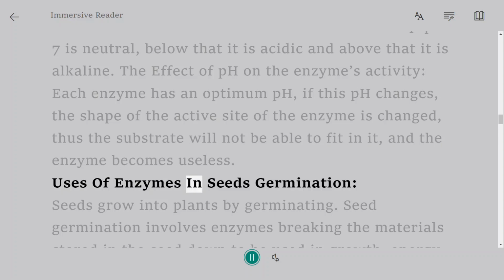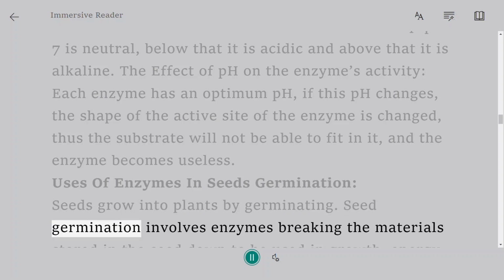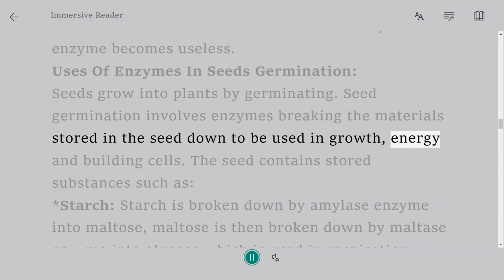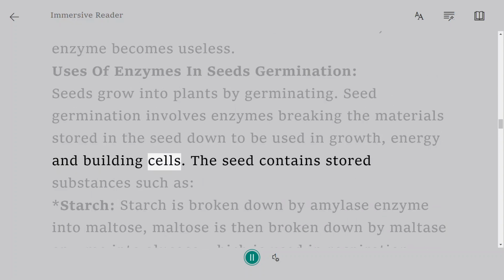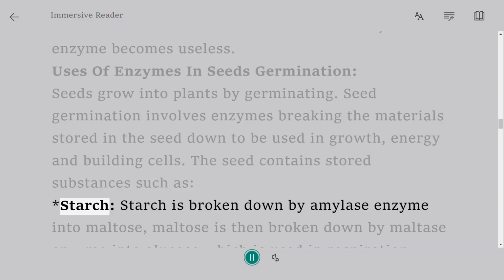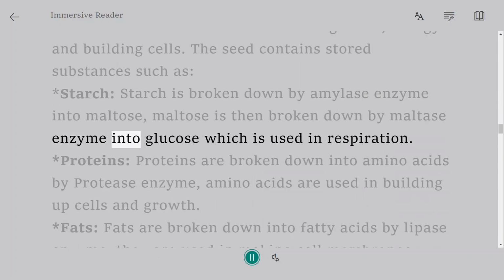Uses of enzymes in seeds. Germination. Seeds grow into plants by germinating. Seed germination involves enzymes breaking the material stored in the seed down to be used in growth, energy, and building cells. The seed contains stored substances such as starch. Starch is broken down by the amylase enzyme into maltose. Maltose is then broken down by the maltase enzyme into glucose, which is used in respiration.